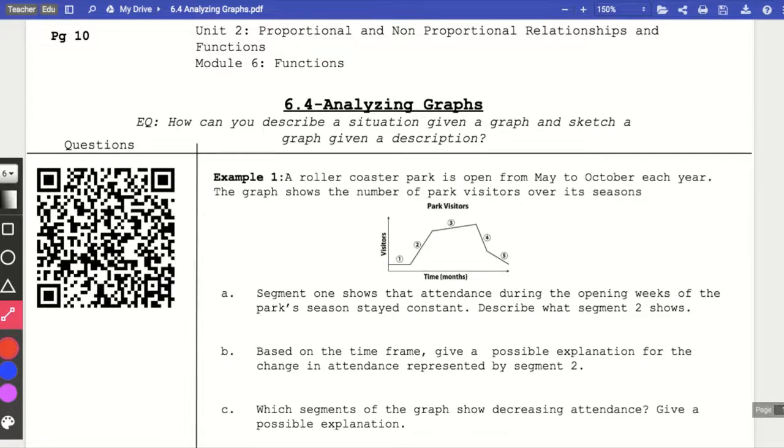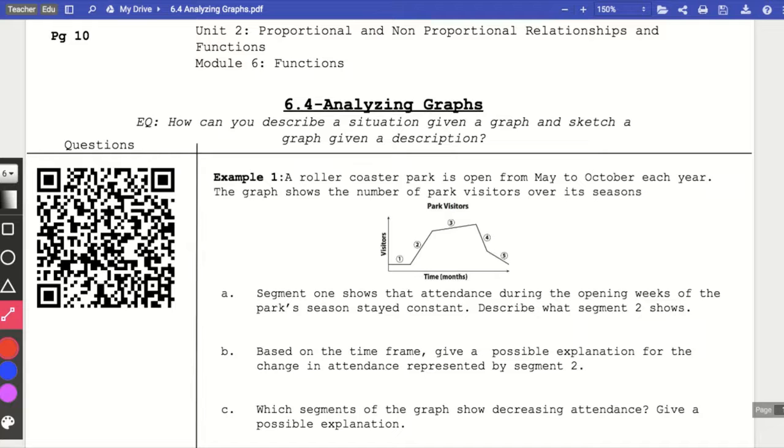If you notice, it starts out kind of flatline and then it increases, and then it increases a little bit slower, and then there's a steep decrease, right? And then it gradually decreases. So segment 1, which is this one right here, shows the attendance during the opening weeks of the park season when it stays constant. This basically means that there were like 50 people each week coming to the park. So what does segment 2 describe?